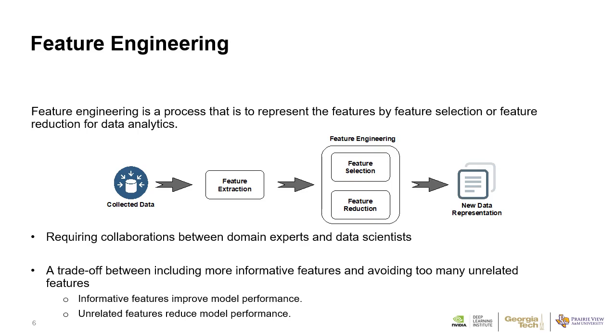Feature engineering is a process that is used to represent the data by feature selection or feature reduction for data analytics. Therefore, before the data is input to the model, the data needs to be represented with the flow shown in this figure. Actually, we need to achieve a trade-off between including more informative features and adding too many unrelated features. Informative features improve model performance. Unrelated features reduce model performance.